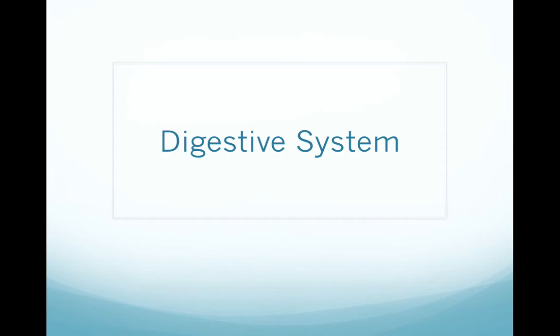This narrated PowerPoint is over the digestive system, specifically the human digestive system, although most of the higher level animals that are omnivores or carnivores have very similar digestive tracts to humans. We're going to walk through the system in the order that a piece of food would travel through it, starting at the beginning with the mouth and ending at the anus.